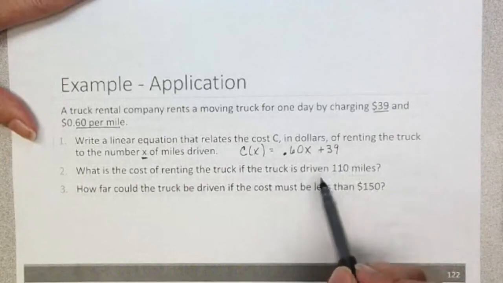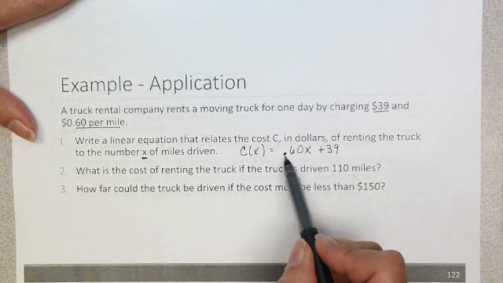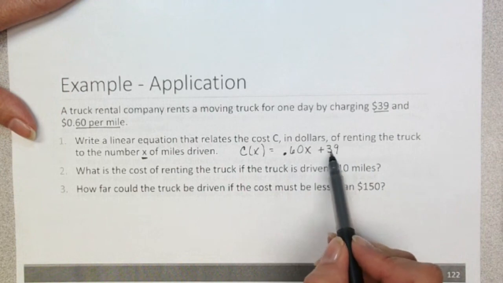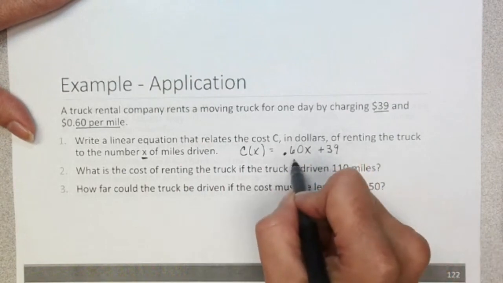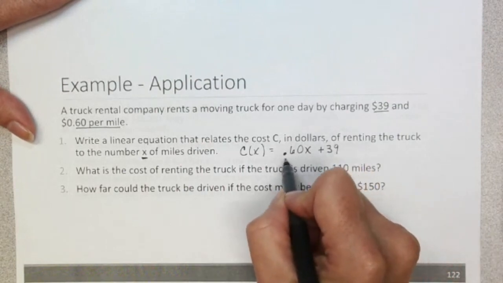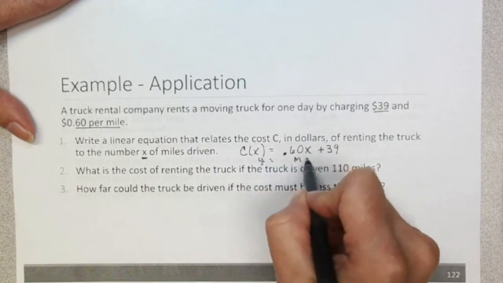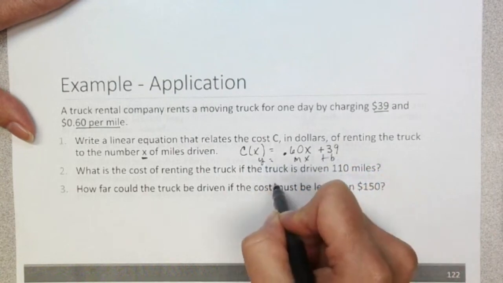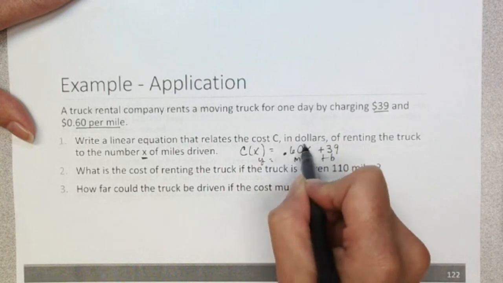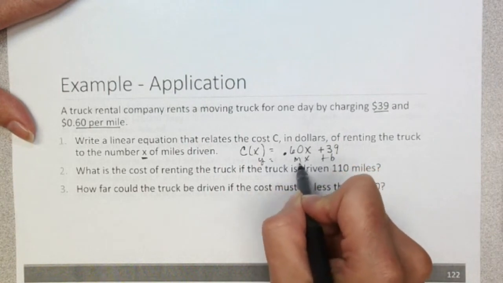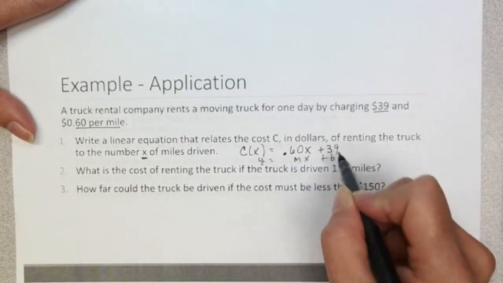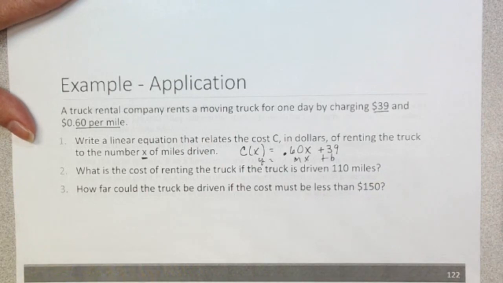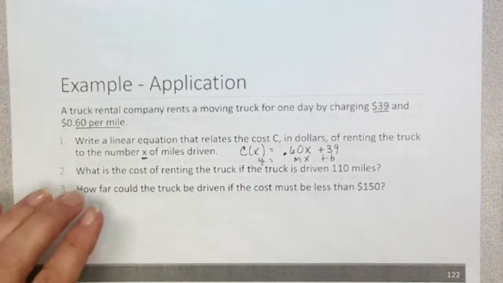By the way, if I were graphing this, what would the y-intercept be? 39, right? That's my starting point for this function, or my initial value of the function. If I wrote this in slope-intercept form, y equals mx plus b, M is my rate of change, that's 60 cents. So this cost goes up by 60 cents every time I drive a mile. B is my y-intercept, or my initial value, my starting point. That's that $39 that I have to pay even if I don't drive the truck. Okay, just a little review there.